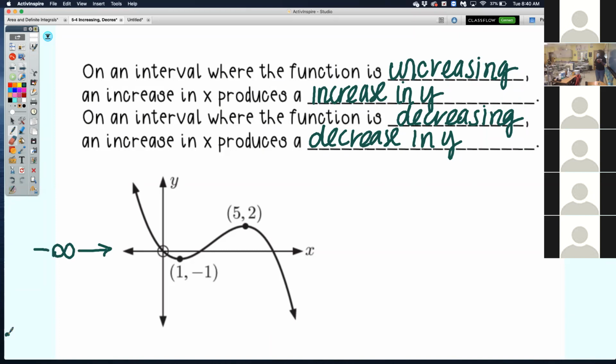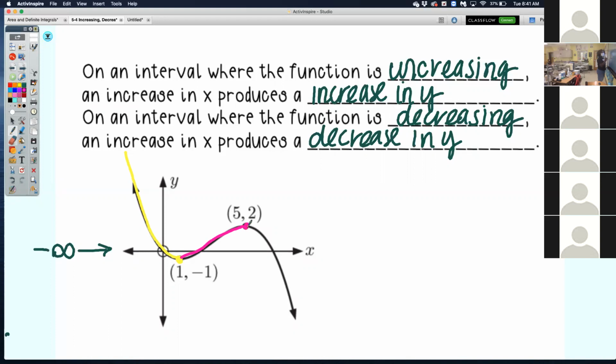But to determine whether or not the function is increasing or decreasing, you have to look at the y's, okay? So as you read from left to right, on this particular example, what's happening to the graph? Is it increasing or decreasing to start? It's decreasing. It's decreasing all the way to what? One, negative one, that point, okay? And then after that point, it's doing what? It's increasing until 5, 2.